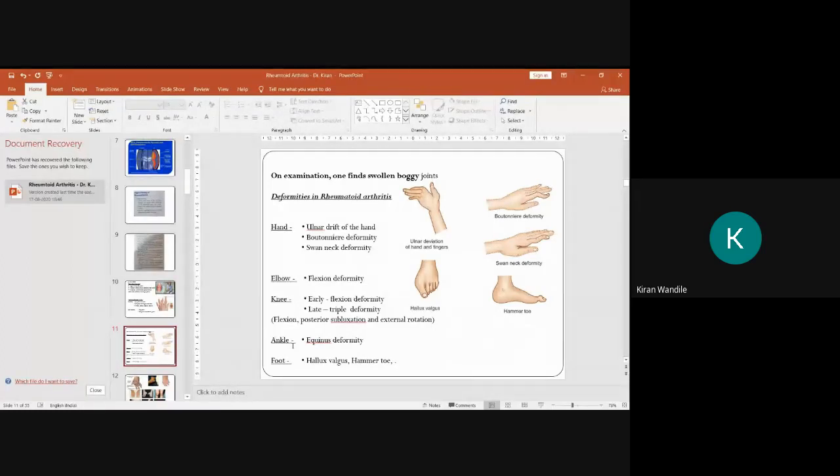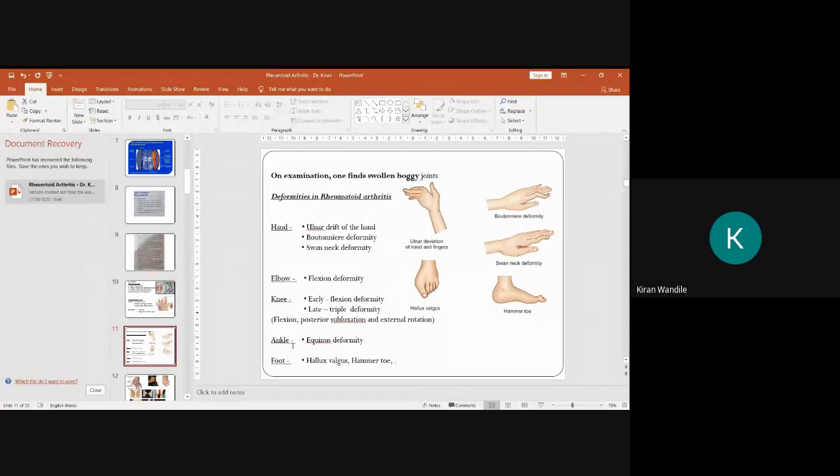In elbow, you get flexion deformity. In knee, you get early flexion deformity and triple deformity. But remember, in knee, the primary involvement is in the synovium. The bony involvement is rare.